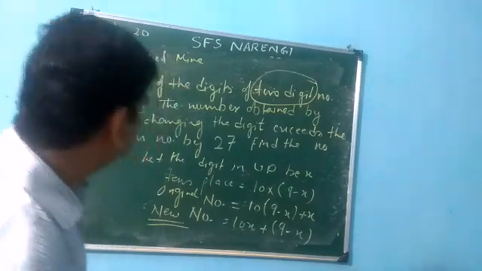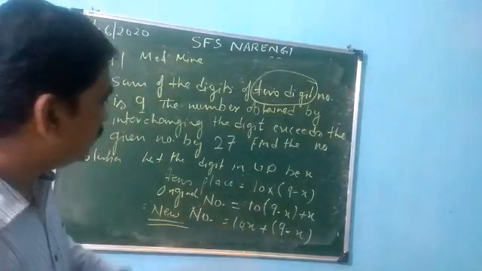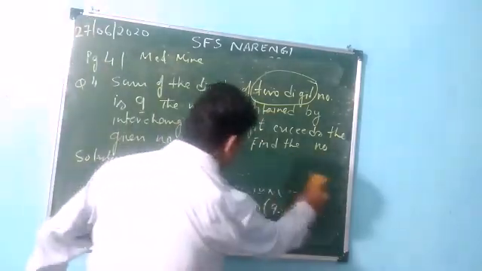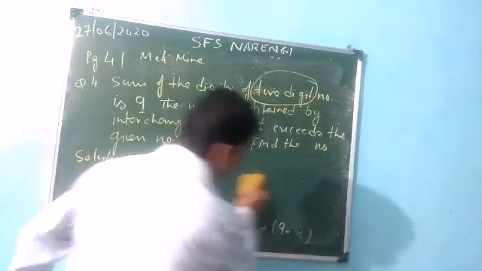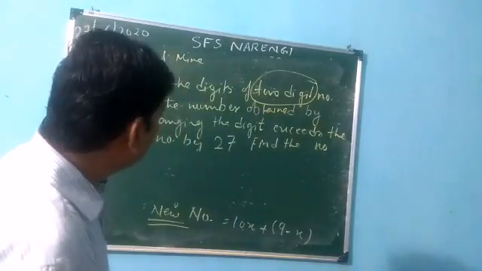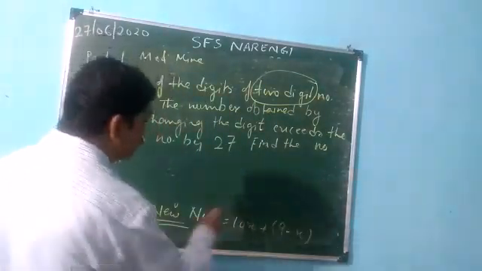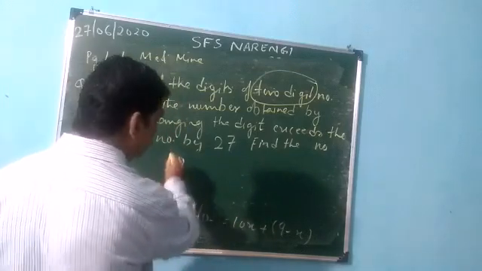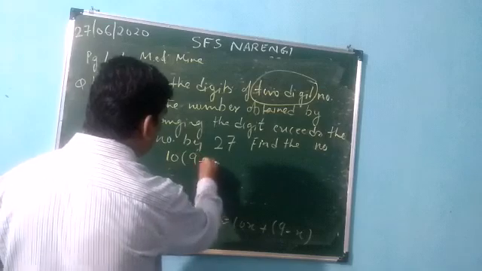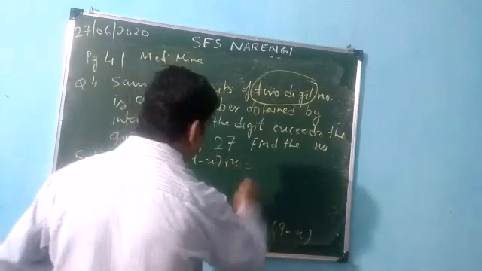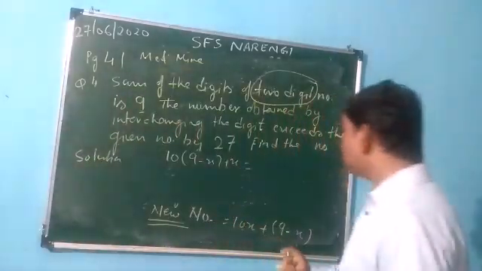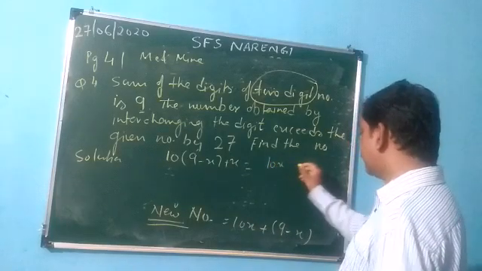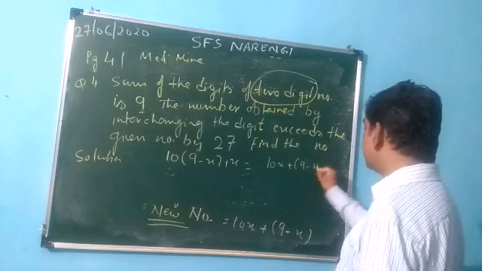After this, what are we supposed to do? What was the given number? The given number was 10(9 minus x) plus x. And the new number is 10x plus 9 minus x.